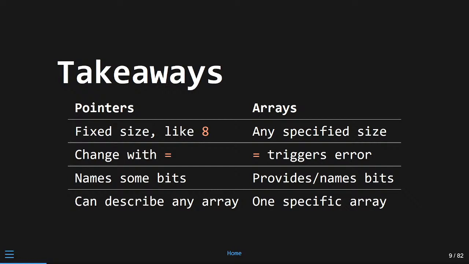So let's have some takeaways. Pointers do not contain data, except they do. They contain locations. They tend to end in 0 because they tend to be multiples of 8 or 16 or larger values. They tend to be big blocks.